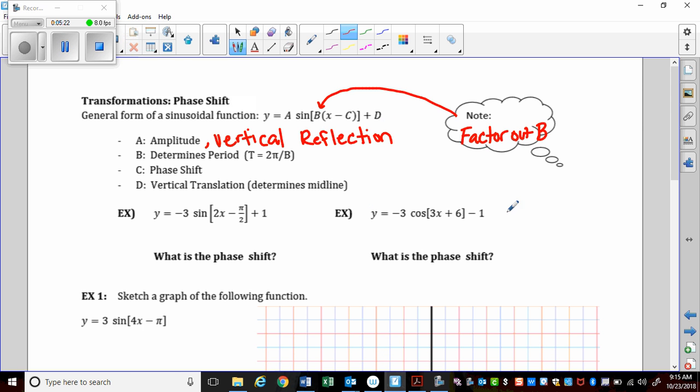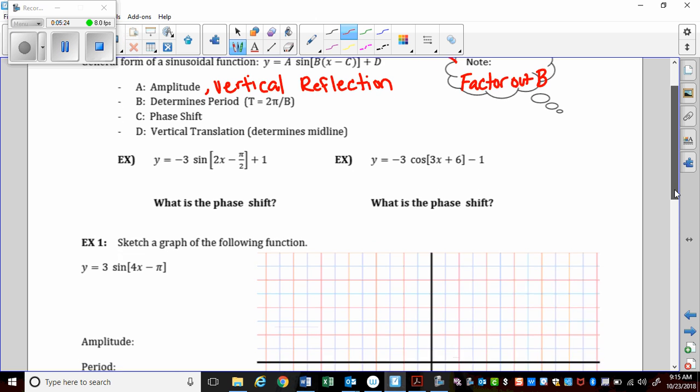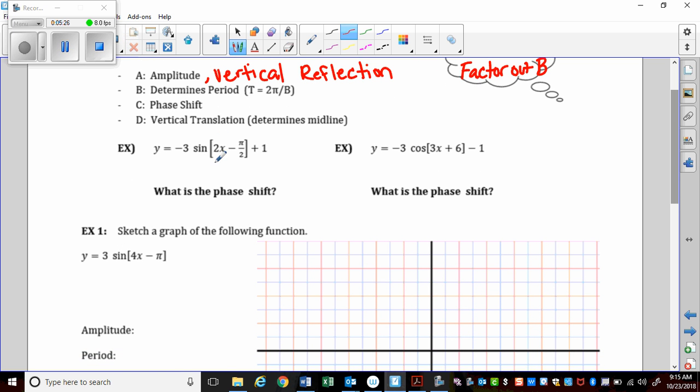All right, let's do an example. These are some things that you might be asked. What is the phase shift of this? This phase shift is not pi over 2. We have to factor out the number if there's a number in front of the x. So we have -3 sine, and then I'm going to use that bracket. Factor out the 2. I need this 2 to come out.